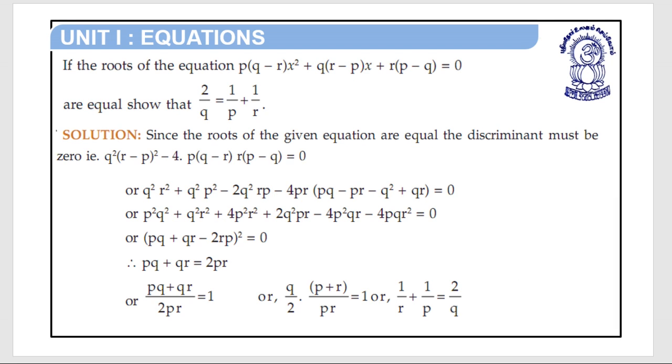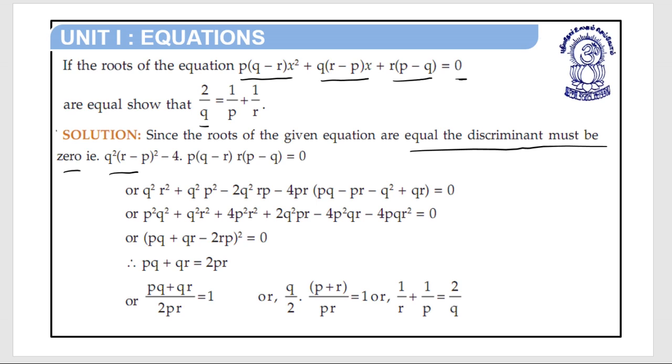Next, if the roots of the equation p(q minus r) x square plus q(r minus p) x plus r(p minus q) is equal to 0 are equal, show that 2 by q is equal to 1 upon p plus 1 upon r. Since the roots of the given equation are equal, the discriminant must be 0.